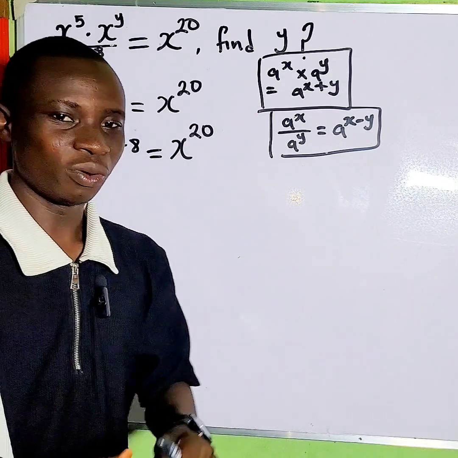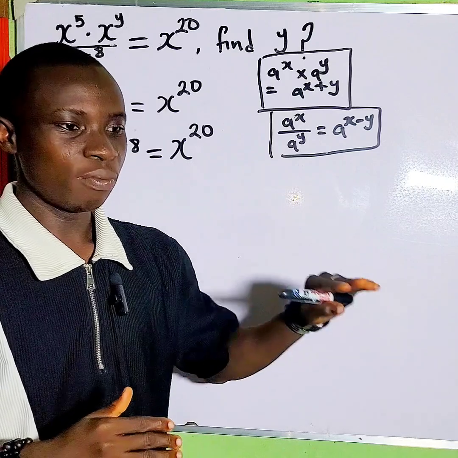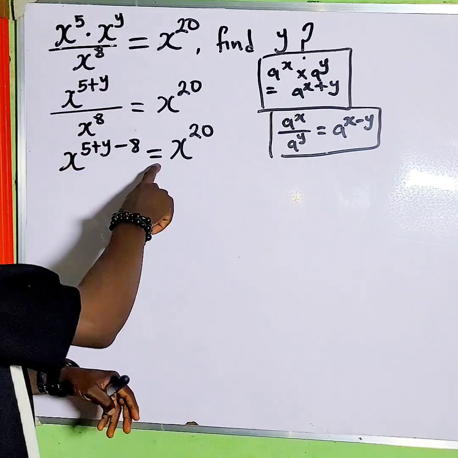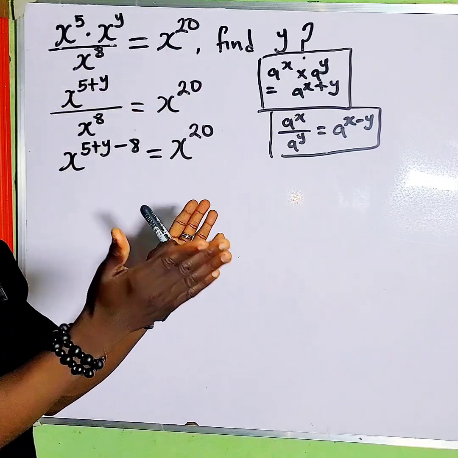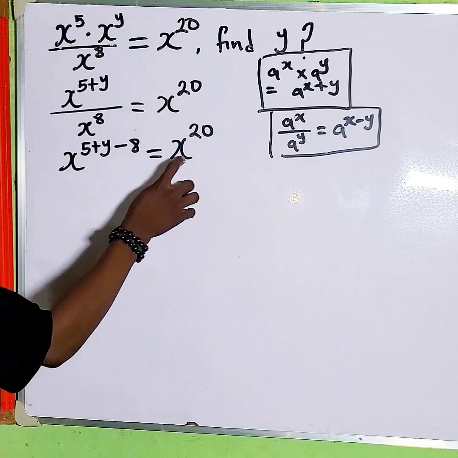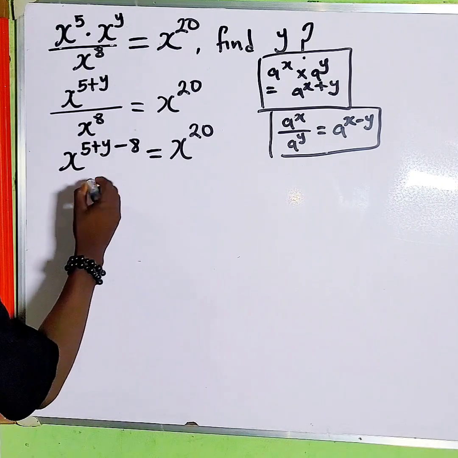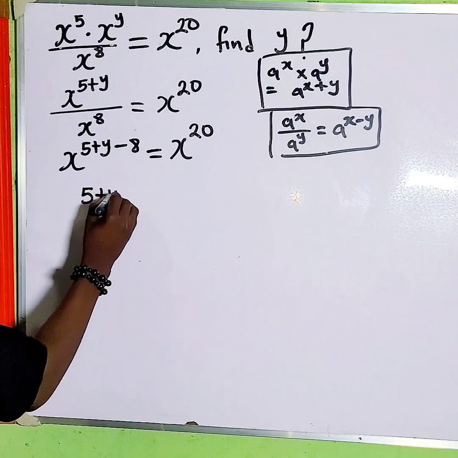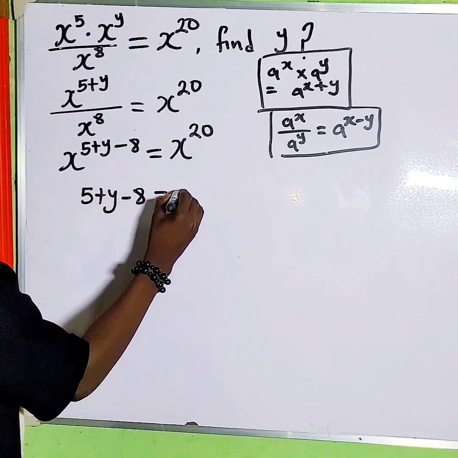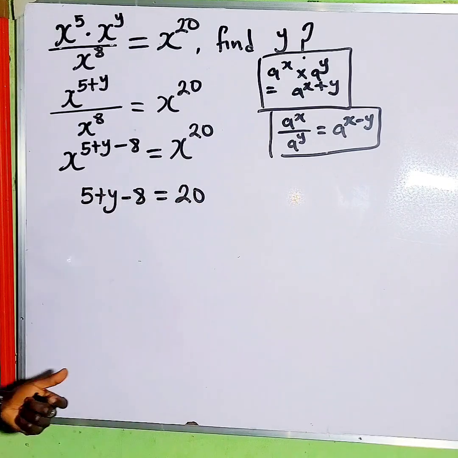Now, what are we going to do? We're going to recall that when the bases are the same and there's an equality sign, then the powers are also the same. As you can see, x and x, the bases are the same. Now we need to equate the powers. So the first power is 5 plus y minus 8, which is equal to the second power, which is 20.